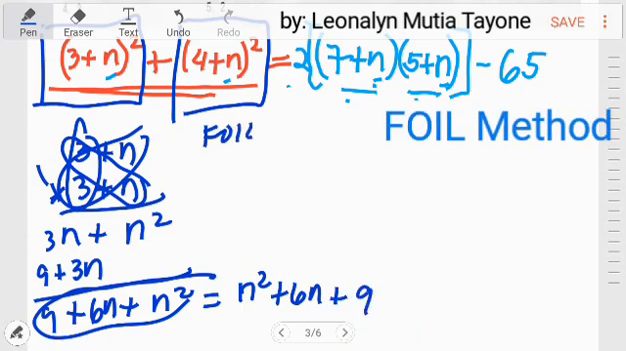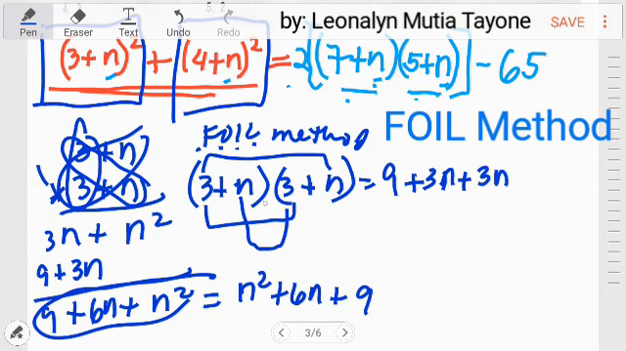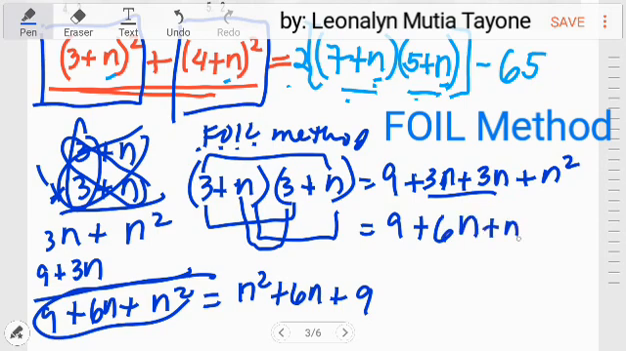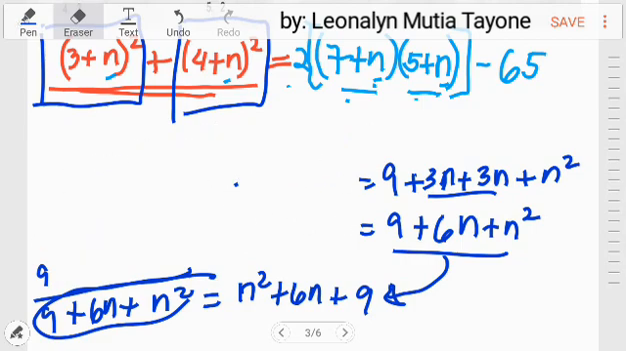Another way is FOIL method. Ang FOIL method, this is first, outside, inside, at saka yung last. 3 plus n, 3 plus n. First, this is 9. Outside, this is plus 3n. Then inside, this is plus 3n. Then last, plus n squared. So 9 plus, this is yung like terms, 6n plus n squared. Kung i-arrange mo yan, pareho lang din yan. So, i-erase muna natin yan lahat. Balik tayo sa problem natin. So, ang sagot dito, this is n squared plus 6n plus 9.